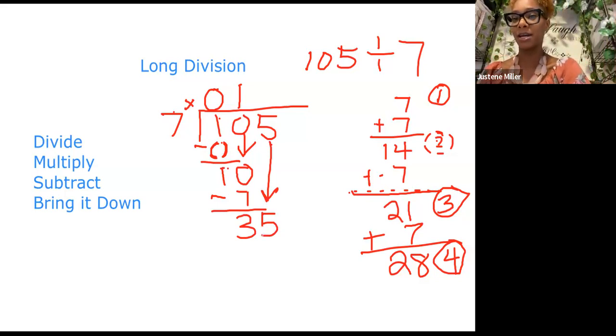And now I divide. How many groups of 7 are in 35? I stopped at 4 groups, which gave me 28. Let me use my fingers to keep going. So I have 7, 14, 21, 28, 35. Well, that's 5 groups of 7. So I'm going to put 5 at the top.